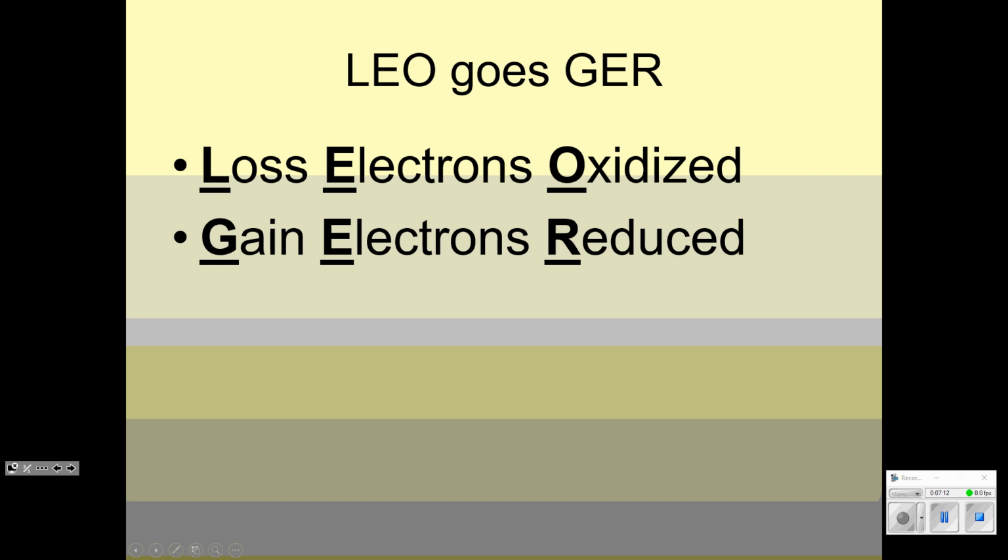which is LEO goes GER. This is how you can remember: lose electrons, oxidized; gain electrons, reduced.